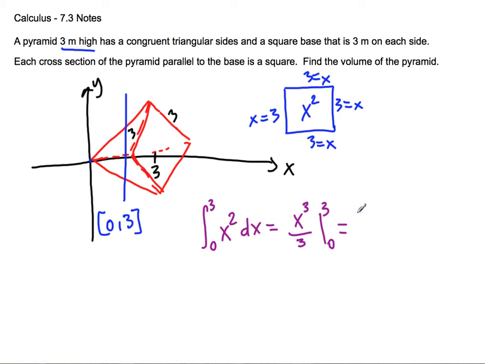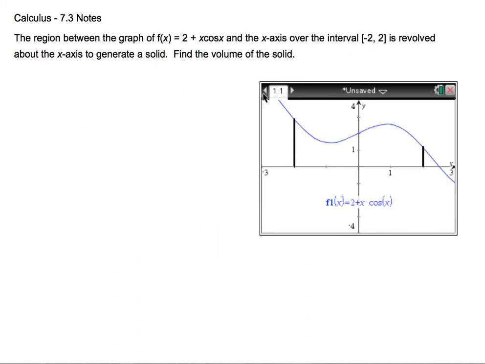3 cubed is 27 divided by 3 plus 0 divided by 3 gives us a volume of 9 meters cubed. And so that's how you can do that. Even, and this is a pyramid. This is a regular shape for us, something that we're used to and have seen before. So what happens then if you get something that has a different shape? Well, let's look. How about this?